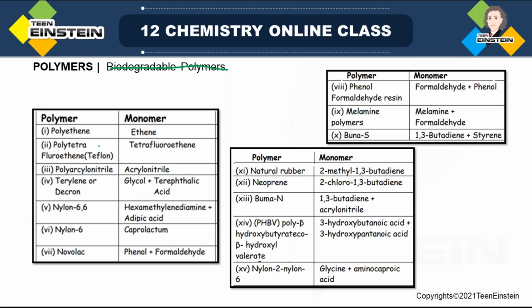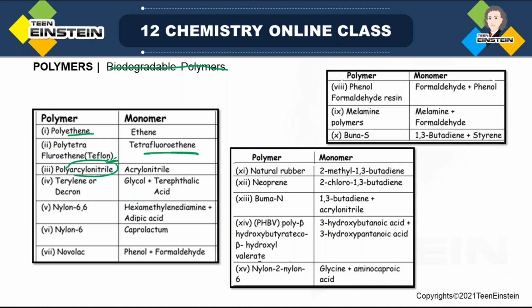So polythene, polytetrafluoroethene, Teflon, then polyacrylonitrile. In some cases it is not that you always have to memorize it blindly. Because when it is polythene, obviously the monomer is ethene, because the word poly is before ethene. When it is polytetrafluoroethene, just omit the word poly, the remaining part is tetrafluoroethylene, so it will be the monomer, though sometimes it is mentioned as Teflon. Then polyacrylonitrile, that means acrylonitrile is the monomer.